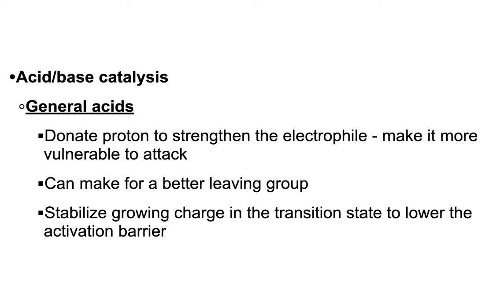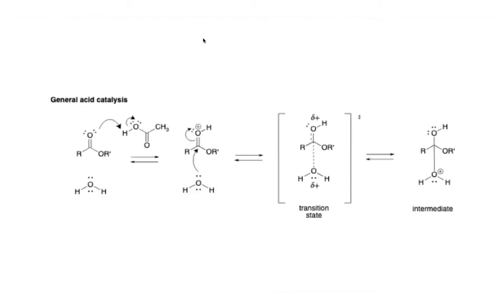What about a general acid? Well, we said that the general base could strengthen our nucleophile. The general acid can strengthen our electrophile. If we protonate the oxygen, we're going to make this a better electrophile. We're going to make it more vulnerable to attack from our nucleophile. Our nucleophile can then attack, and this is going to make for a more favorable tetrahedral intermediate that can also then provide a better leaving group if we wanted to kick this off and leave this group.